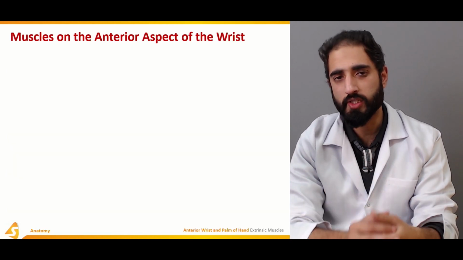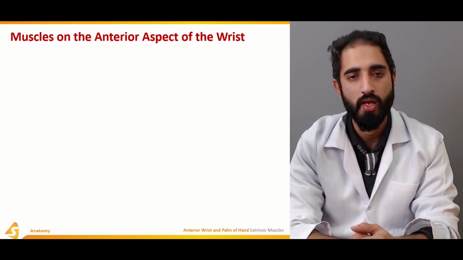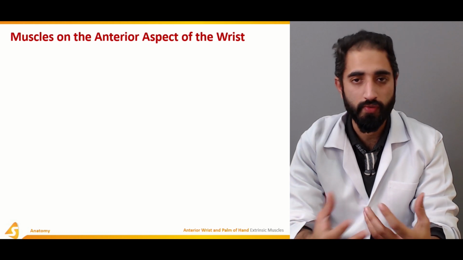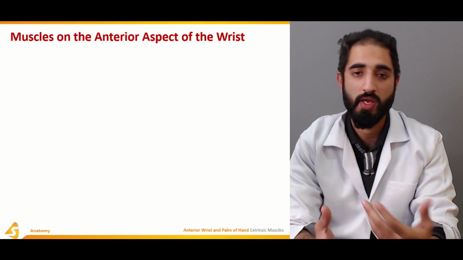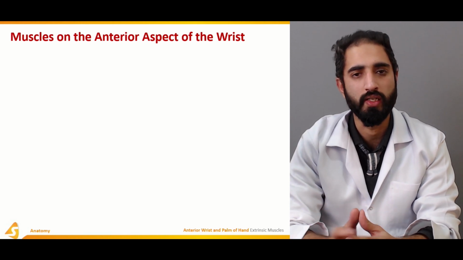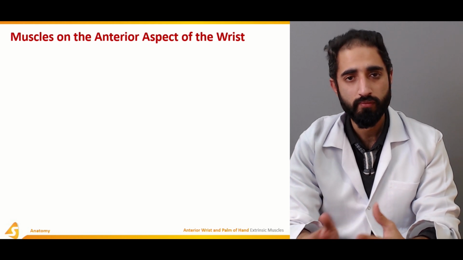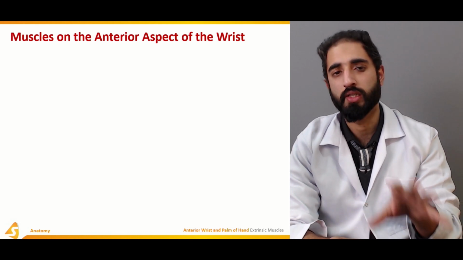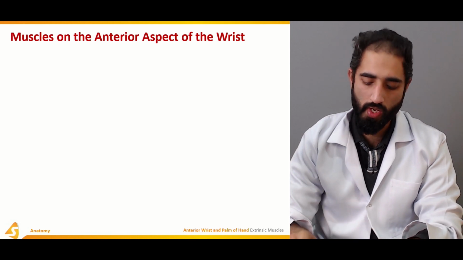These muscles originate from the forearm, and most of their bulk and their bellies are present in the forearm, but their functions are at the level of the wrist and hand. So that is very important when considering and discussing the palmar aspect of the hand and the anterior or ventral aspect of the wrist.